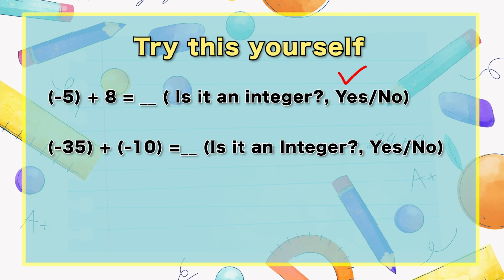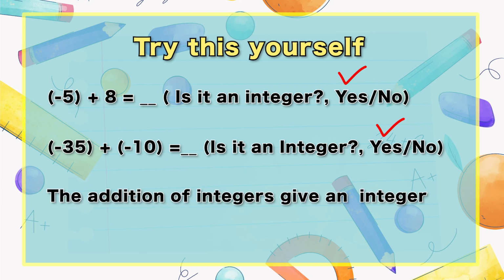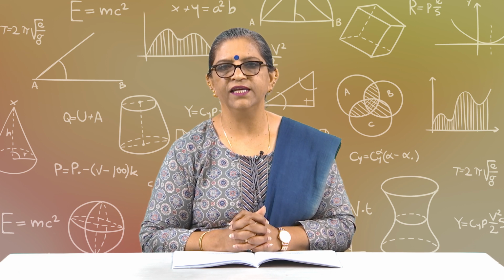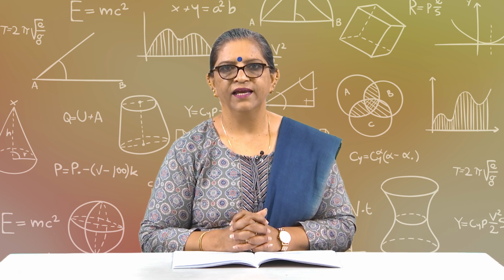And in -35 plus -10, is it an integer? Yes or no? Let us see. -35 plus -10 is -45, which is also an integer. We find that the addition of two integers is an integer. Here, check for yourself and see if the integers are closed under addition.